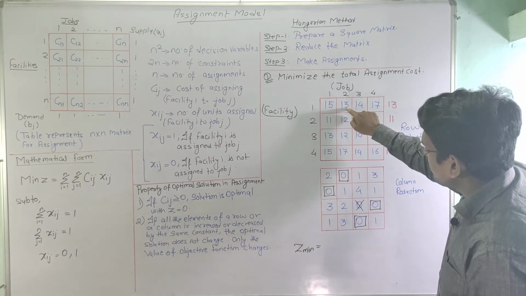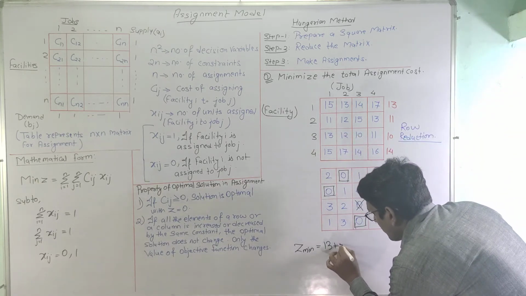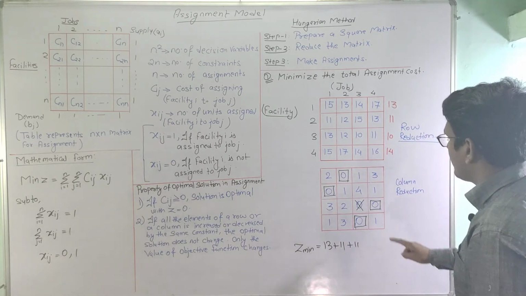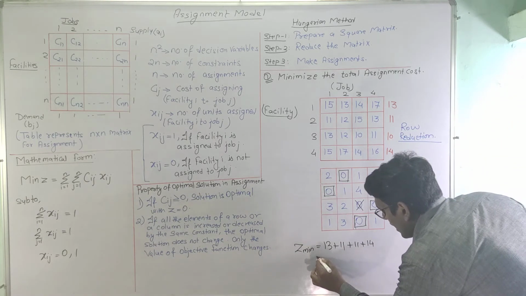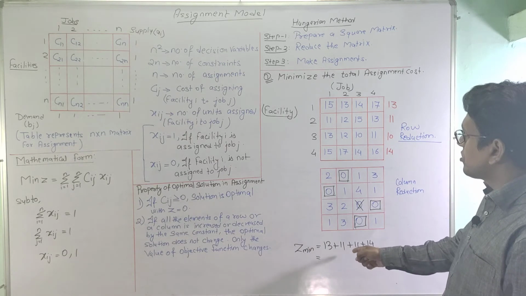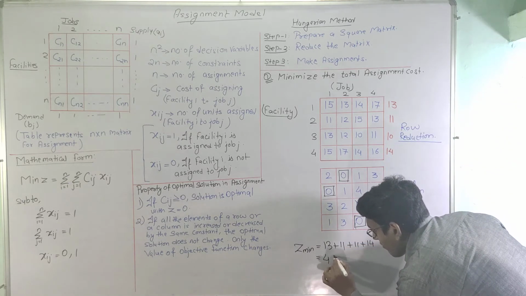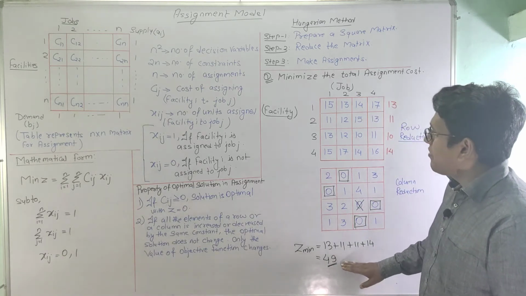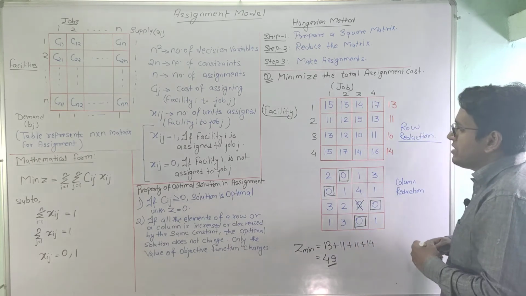So here we can see that the value is 13, so this is 13. Here the value is 11, so 13 plus 11. Here the value is 11, again plus 11. Here the value is 14, so plus 14. After adding all this, 13 plus 11 is 24, then 35, then 49. This will become 49. So the minimum value of z we can obtain by assigning this is 49.